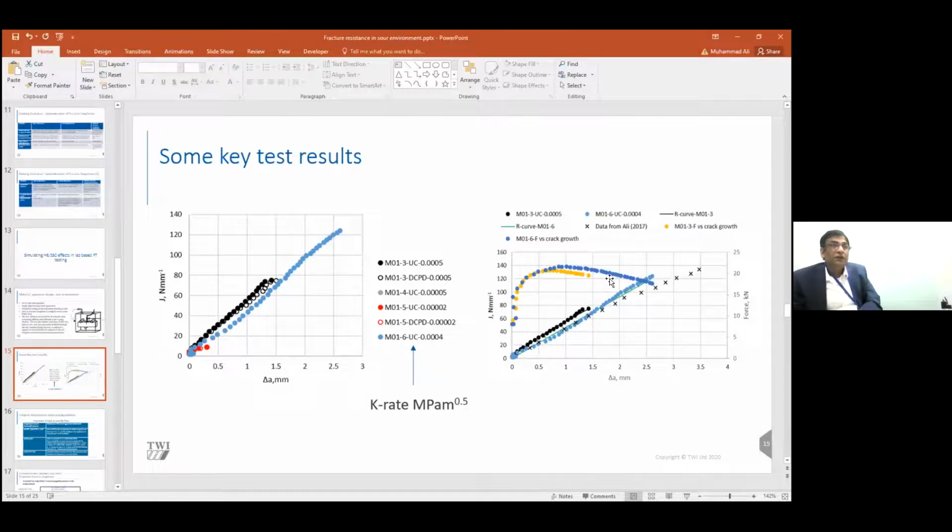These are the results in the form of tests conducted at an optimum loading rate of 0.305 MPa root meter per second. And we compared these results with some of the previous work where we did the same test under the same loading rates, and these results are pretty comparable.